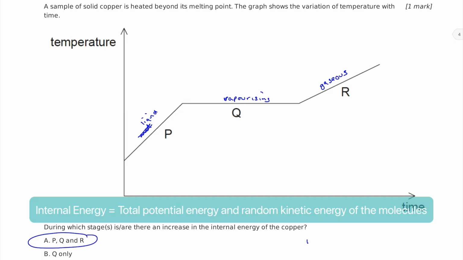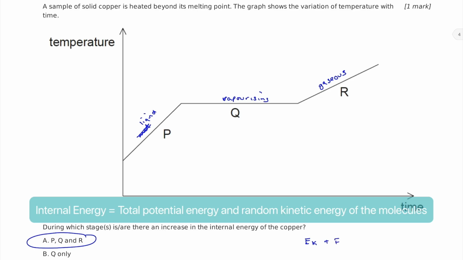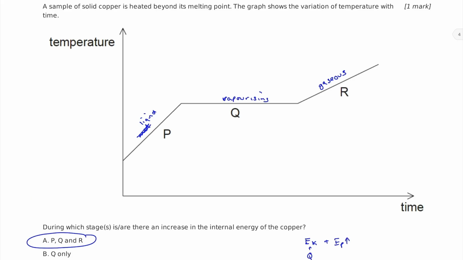Internal energy is the total sum of the random kinetic energy of the molecules plus the potential energy of the molecules. When it's the same temperature, as it is on Q, the kinetic energy stays the same, but potential energy increases. And when it is in P and R, both the potential energy and the kinetic energy increase. So the answer here is 8A.